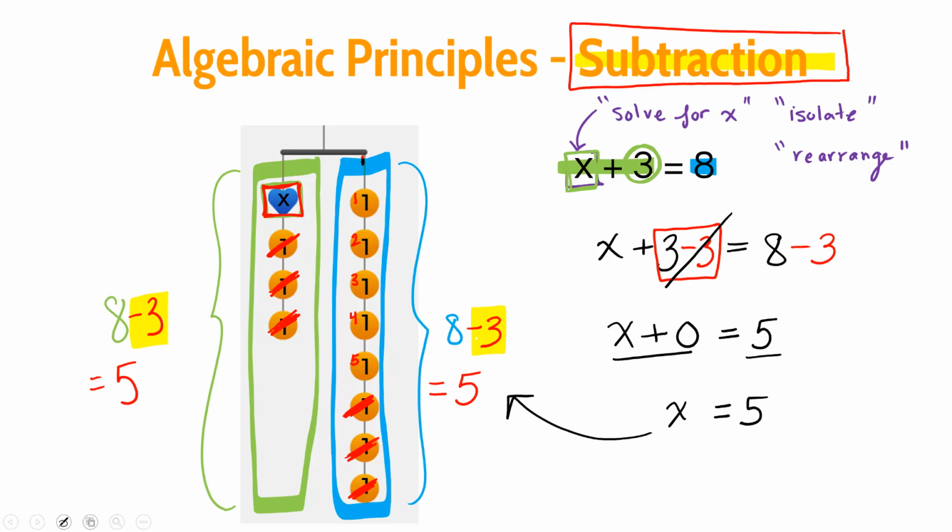Okay, so we just used the subtraction principle. I'm going to go ahead and just highlight that on the left and right. So subtracting 3 here and subtracting 3 here, on the left and the right, we've completed the subtraction principle in order for us to isolate and figure out what the value of x is.